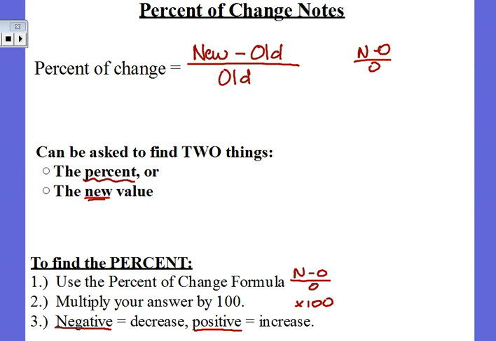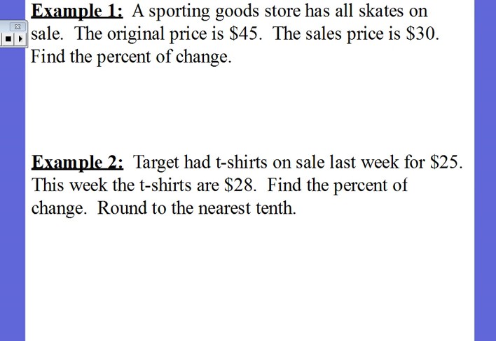Okay, so let's go ahead and try two examples. So the first example says a sporting goods store has all skates on sale. The original price is $45, the sales price is $30, find the percent of change. So the hardest thing about this is identifying what was new and what was old. So when we're talking about this, old is the original price because that's not how much you're paying right now, that's how much you would have paid before. Sales price represents the new price because they're on sale now.